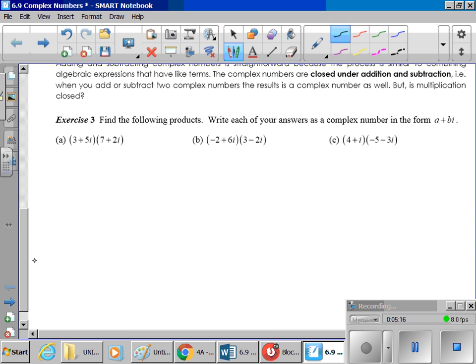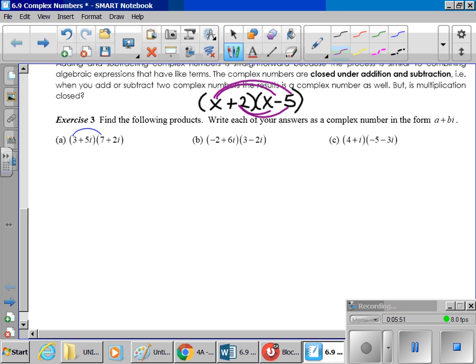Find the following products. We're going to do this exactly the same way we would do a binomial. For example, if I told you to multiply x plus 2 times x minus 5, you would just use FOIL or the box method or whatever method you like. Generally, I think most of you are pretty comfortable with using first, outside, inside, last to multiply these together. If you do that, we can set it up right away with like terms.